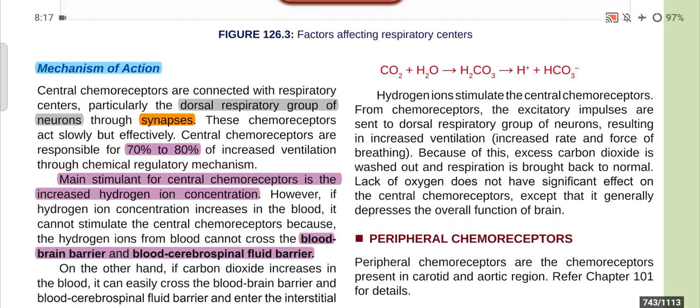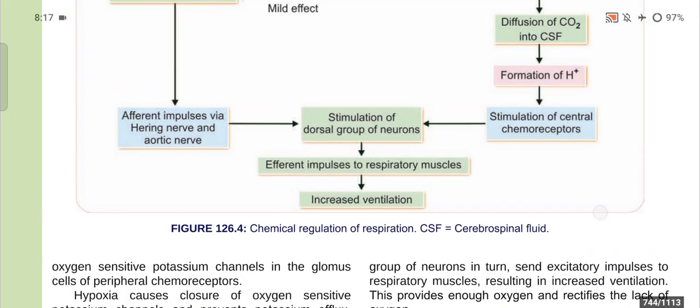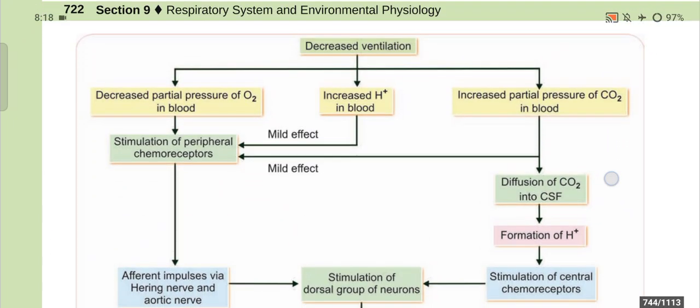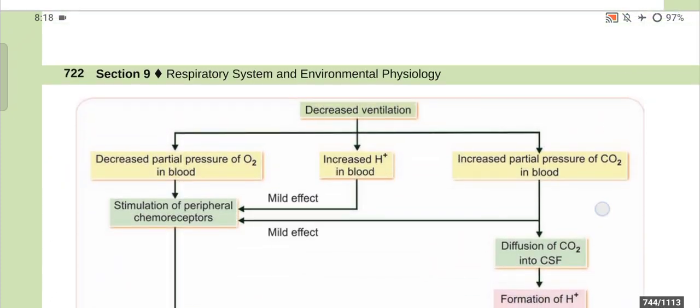Lack of oxygen does not have a significant effect on the central chemoreceptors, except that it generally depresses the overall function of the brain. So what happens here in the chemical regulation of the CSF? First of all, decreased ventilation leads to three changes: a decrease in partial pressure of oxygen in the blood, an increase in partial pressure of carbon dioxide in the blood, and an increase in hydrogen ion in the blood.